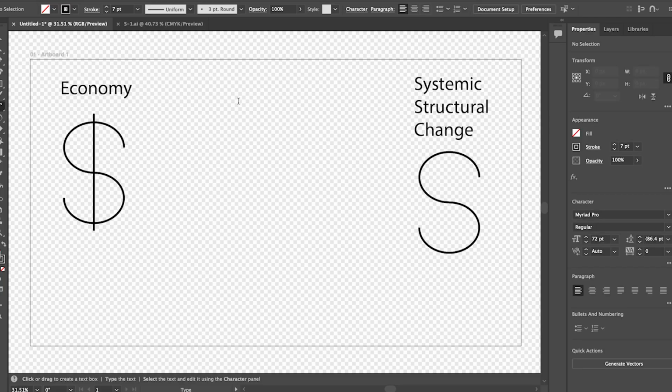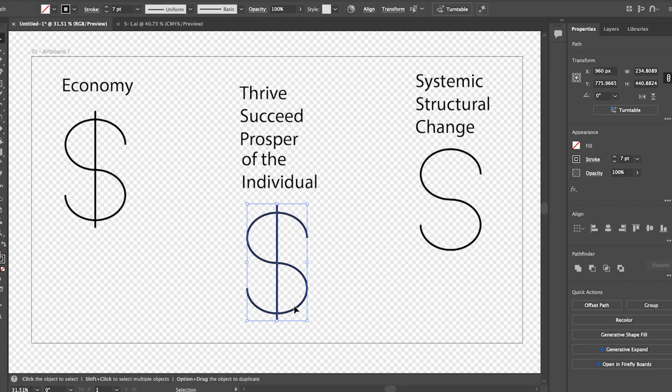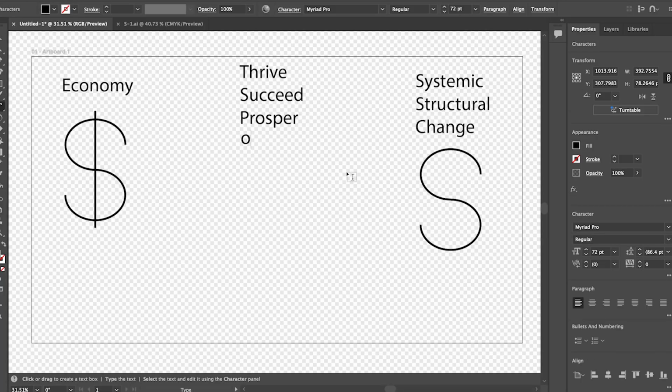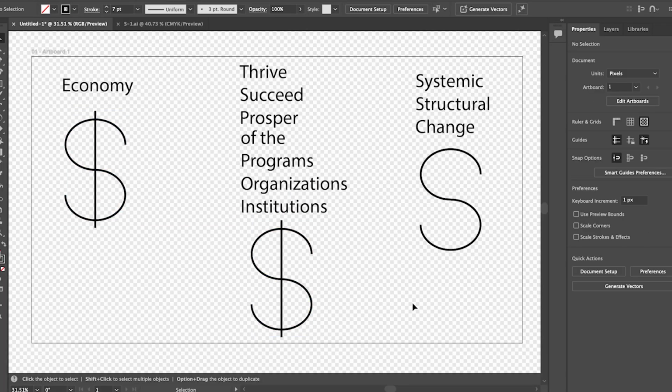Next, I needed a component that represented people thriving, succeeding, prospering. If you look at these from the financial perspective of the individual, then again, the component would be the dollar sign. If you look at this from the perspective of what gives programs, organizations, institutions the resources they need to help people thrive, again, the dollar sign.